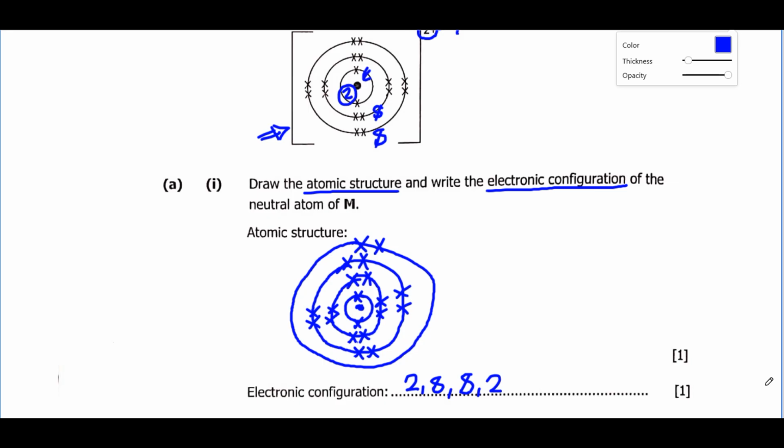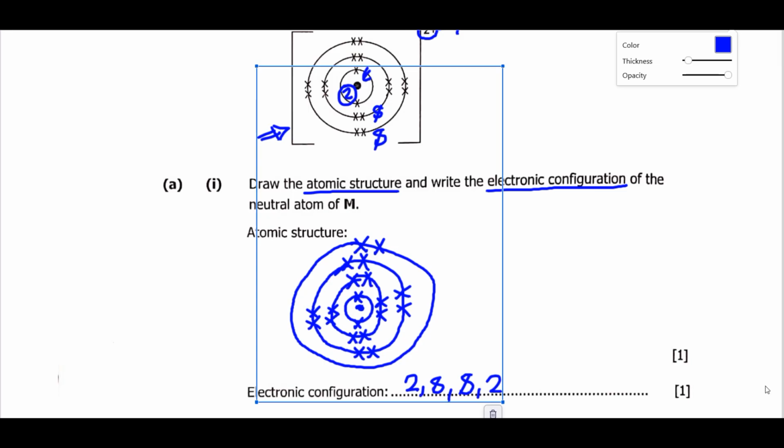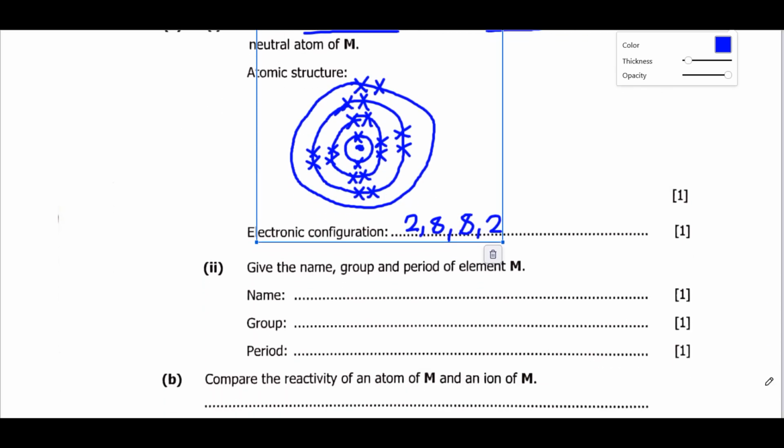So if it was a minus, it simply means that the element gained. If it was a plus, you need to remove 2 electrons from the outermost shell. Then Roman number 2, give the name, group, and period of the element M. So the name is calcium. Calcium has 20 electrons. Group: you have to count the number of electrons in the outermost shell. We have 2 electrons in the outermost shell, therefore this is in group 2. Period: count the number of shells. We have 4 shells, so this is in period 4.